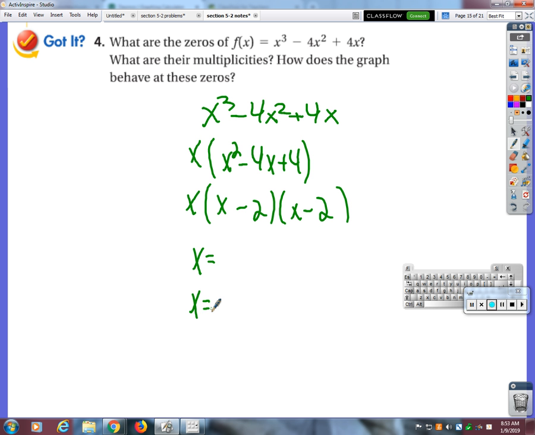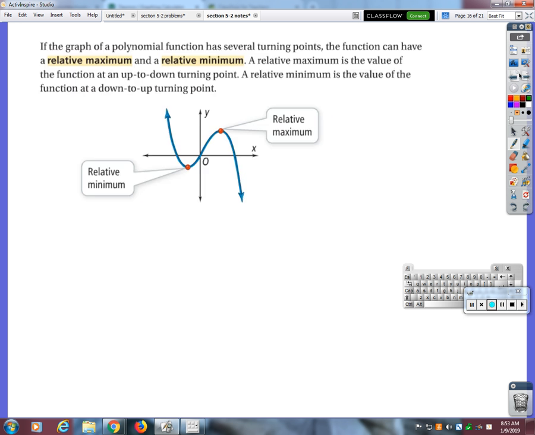So my two answers for this are x equals positive 2, which has a multiplicity of 2, and x equals 0. This one confuses you guys sometimes, but if it's just an x all by itself, then it's just x equals 0, okay? So if we were to graph this, then it would go through the x-axis at 0, and it would touch the x-axis at 2, okay?